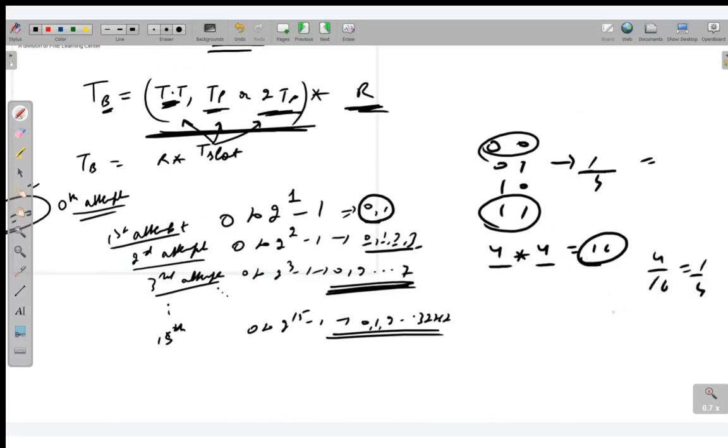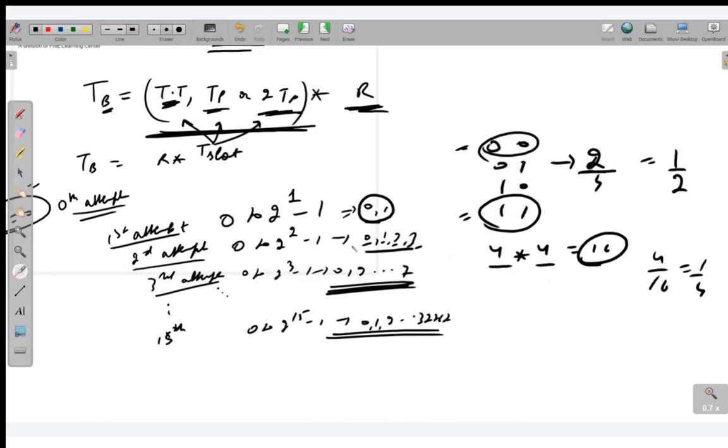Sorry, here it is 2 by 4, na, 1 by 2. Sorry for that. There are 2 choices, na, for which collision will occur. Are you getting it? See this. 0 and 1. So if both take 0 or both take 1, there are 2 choices in which collision can take place. Total choices are 4. So 2 by 4, that is 1 by 2.